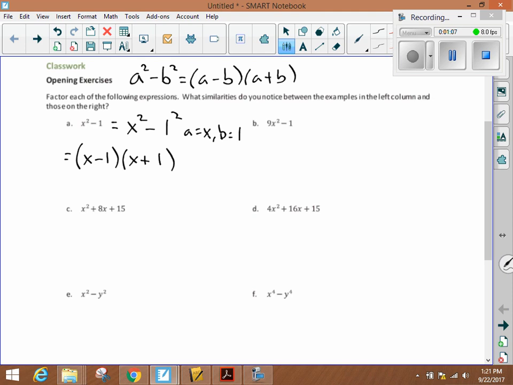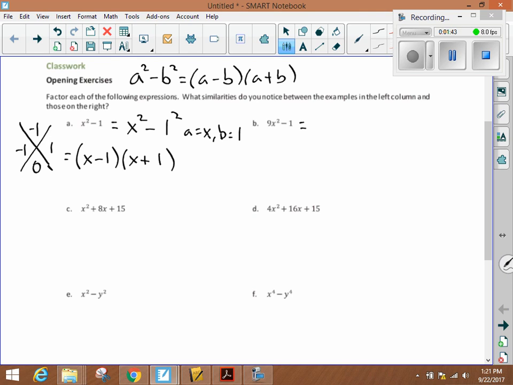Guys, I can also prove that to you using the X-box method, right? Because another way of looking at this, we have this x squared, and this negative 1. So that means that we have a negative 1 on the top. And there's no x term, so that means that we have a 0 on the bottom. So another way to look at this is to think of two numbers such that if I multiply them, I get negative 1, but if I add them, I get 0, so that would be negative 1 and 1. And that's how that thing factors. Let's look at B.